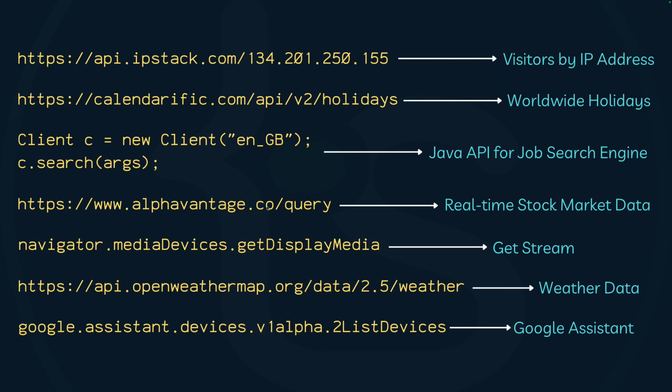Again, the next API runs on the HTTP protocol. It gives you real-time stock market data, whereas this one is again entirely different. This is a JavaScript web API that is available in our browser. Navigator is an object that's available by default in our browser. On that, there is something called media devices.